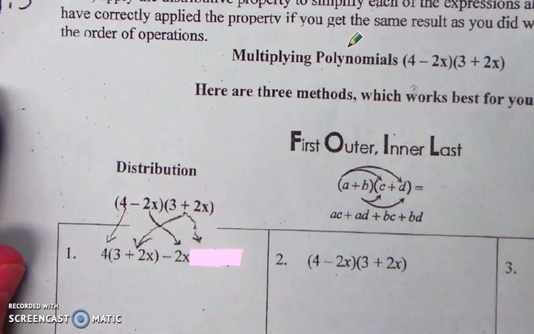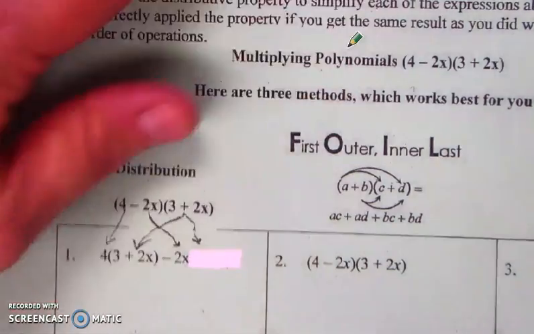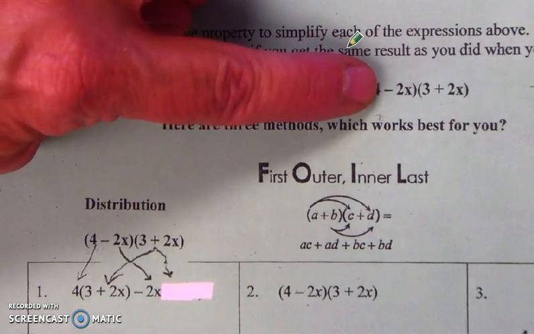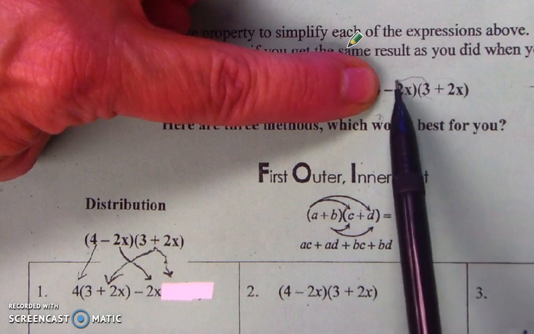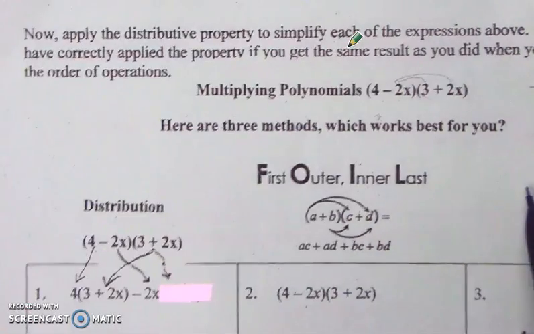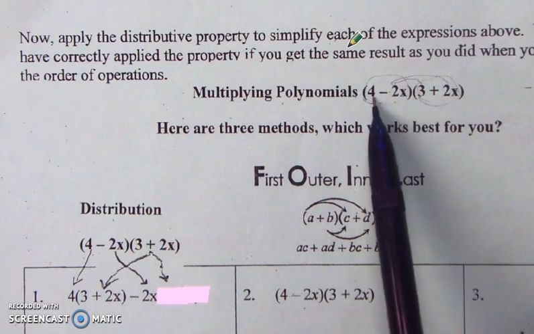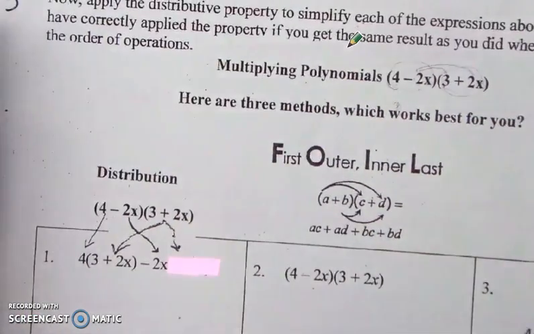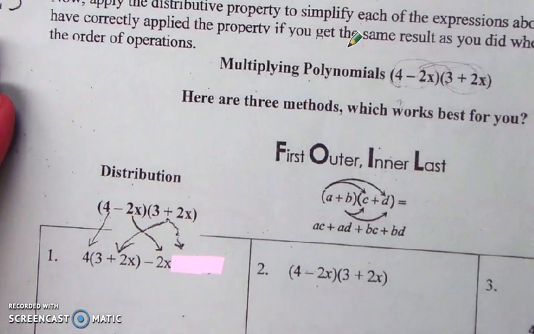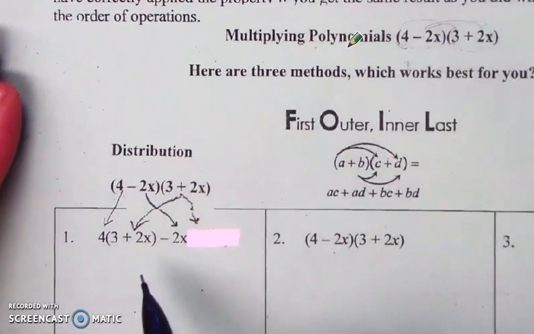What we've been doing so far is multiplying polynomials using distribution. But in the cases before, when we were distributing, we had something like this: negative 2x times this quantity, where we multiplied times that, then times that. The difference now is that we have this quantity and we're multiplying it times that quantity. So there's two terms here, two terms there. The way we're going to do this is in three different methods. The first method we're going to look at is called distribution.